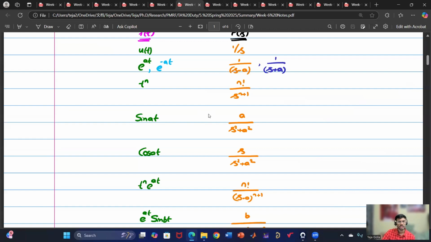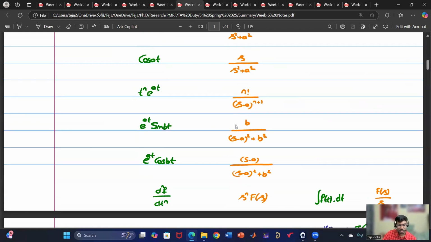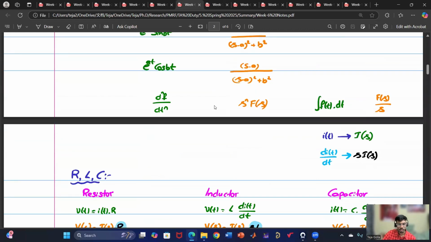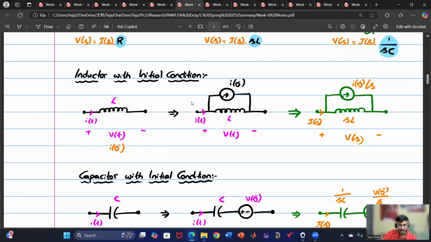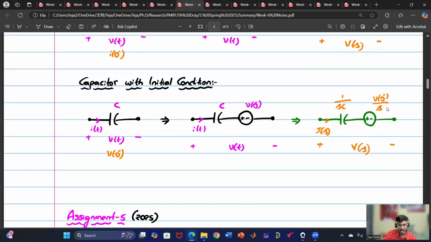Because this course does not include Fourier transform, only Laplace transform, I have listed down all the expressions or results that will be helpful and that you need to remember. So try to remember all these equations. And then RLC in S domain will be R, SL as well as 1 by SC. And we have seen if they have initial condition, it will have one initial condition term, and here also it will have one initial condition term.